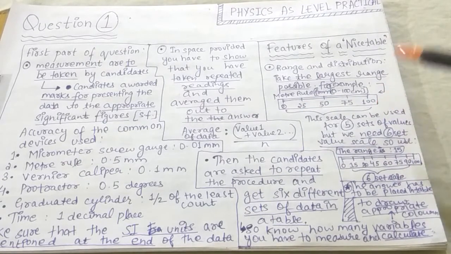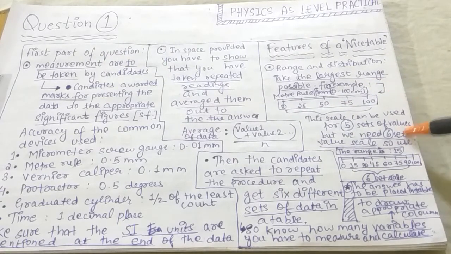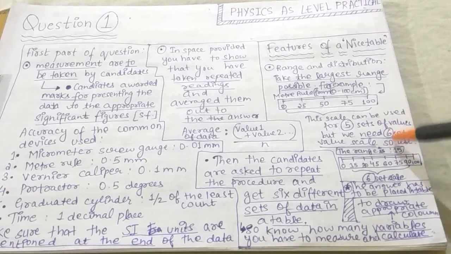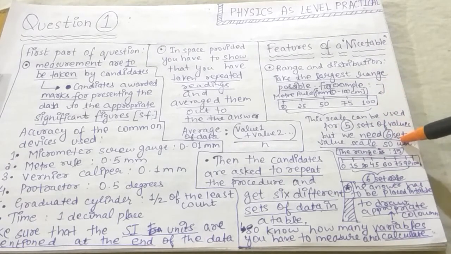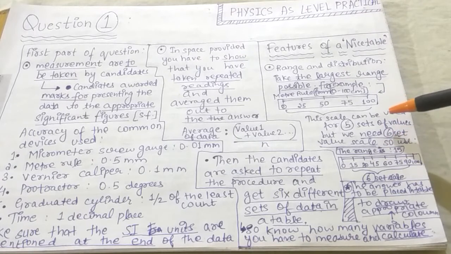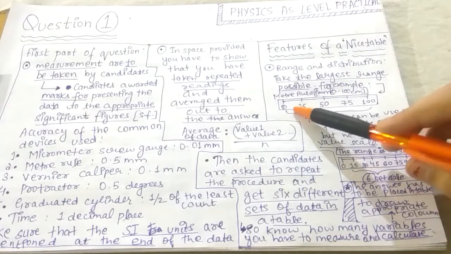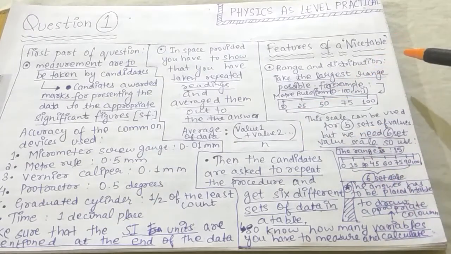But what if you get 6 set reading? You are asked for a 6 set value scale, right? Here you have a 5 set value scale, but now you need to write a 6 set value scale. So what scale should you use?